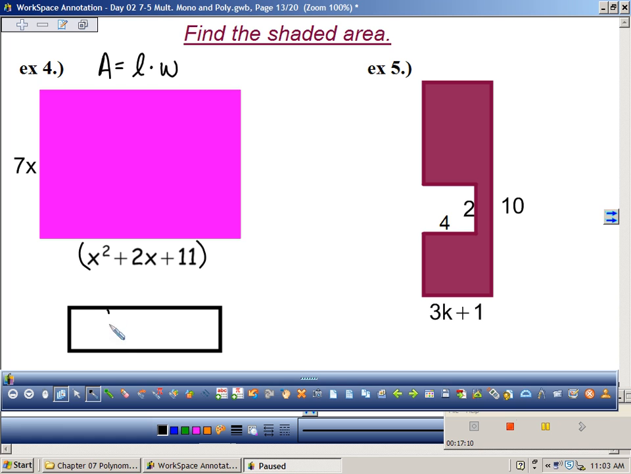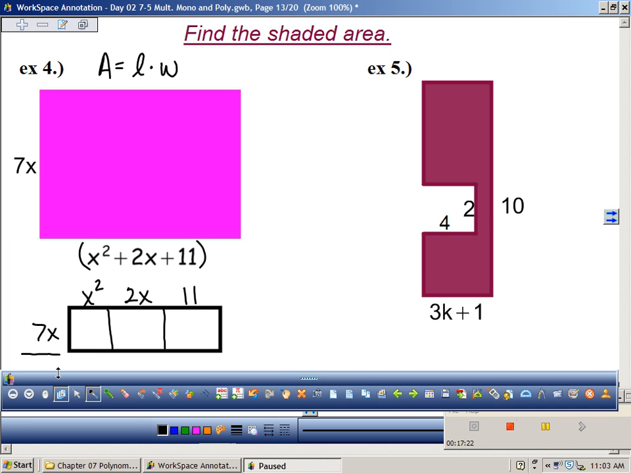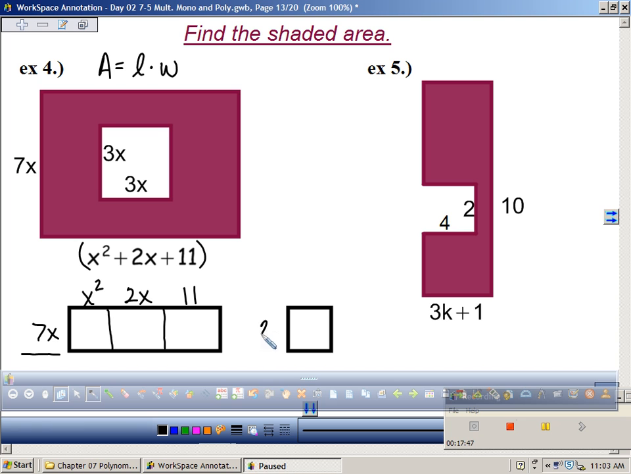So I'm going to go ahead and put my x squared plus my 2x plus my 11 here, and right here my 7x. Does that make sense? Okay, so that's the shaded area. Now we've got to deal with the hole. How would I represent that hole? Got another box here. This time it's just a 1-by-1 box, correct? So it's a 3x times a 3x.